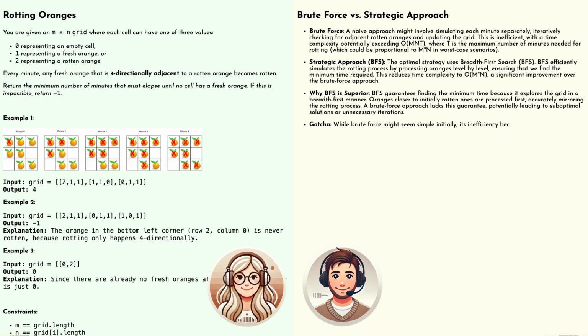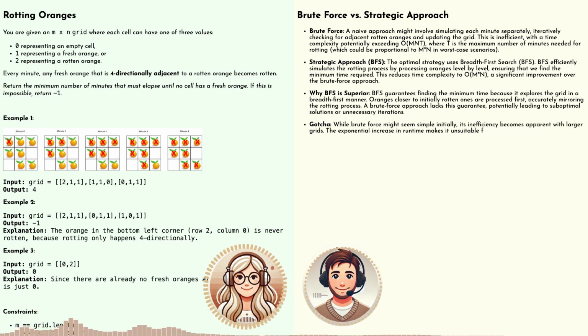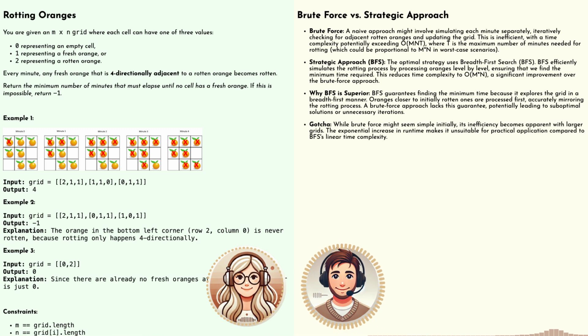What's wrong with that approach? So it might work for smaller grids, but it quickly becomes inefficient when you start dealing with larger grids. Imagine a massive grid with hundreds or even thousands of oranges. Simulating every single step would be really computationally expensive. And even then, it might not guarantee that you found the absolute most efficient solution. Ah, I see. So we need a more strategic approach. We need to be a little bit more clever about it.